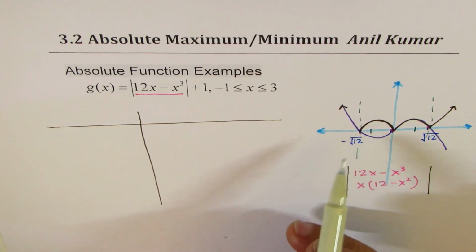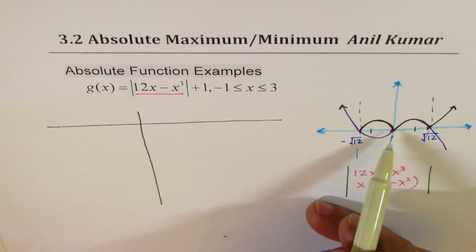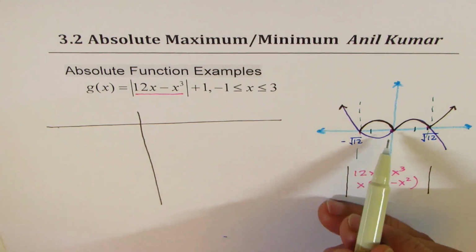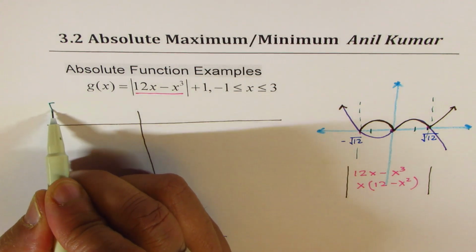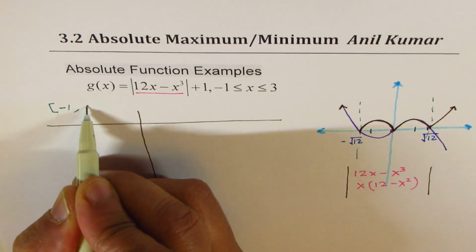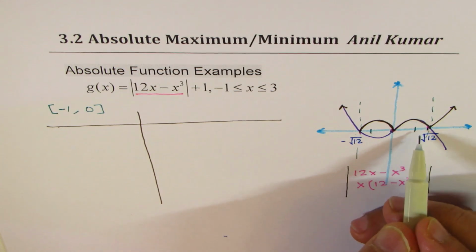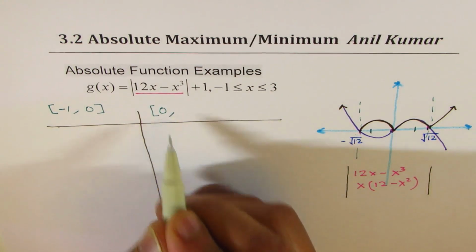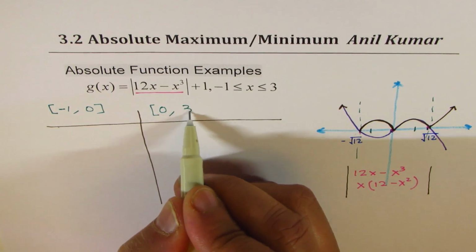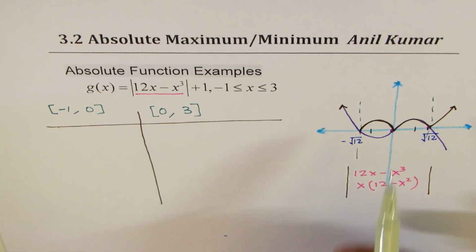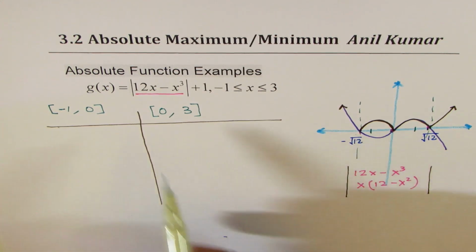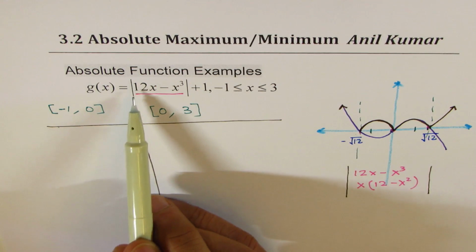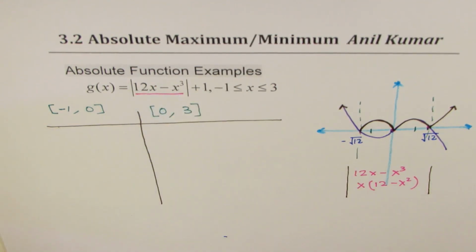Now we have these intervals to work with. So that really means that we are not working with this positive portion. Okay. So let me talk about the interval from minus 1 to 0, and then from 0 to 3. Is it okay? 0 to 3. Now in these intervals, what we really see is that the function has been flipped. That means for the absolute value, we are talking about its negative value. Do you get the idea, right?